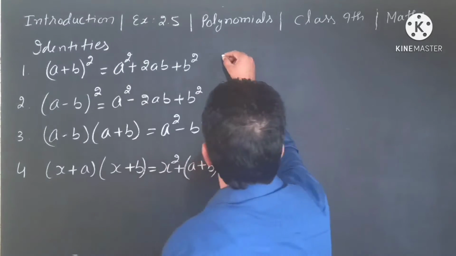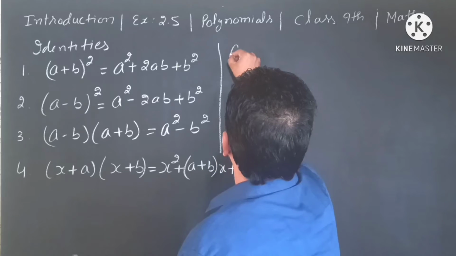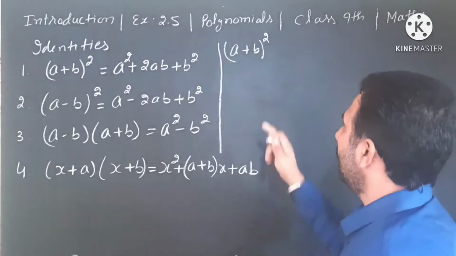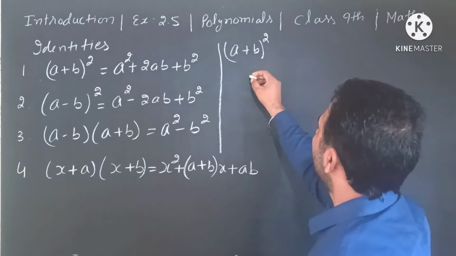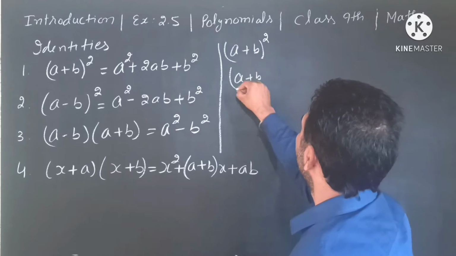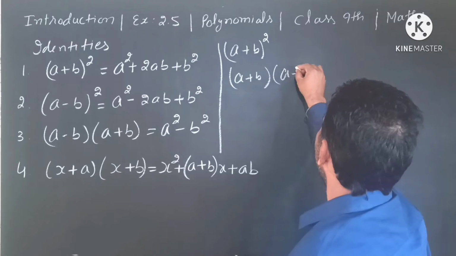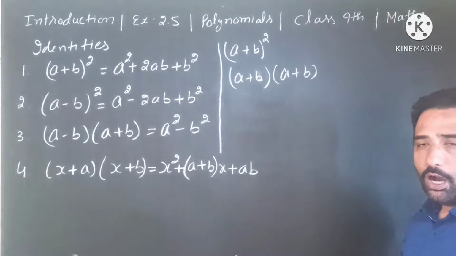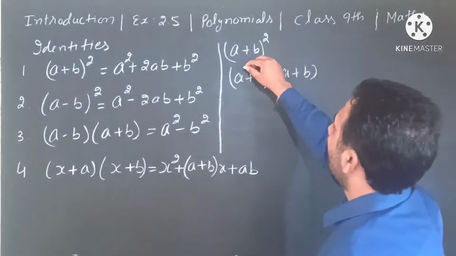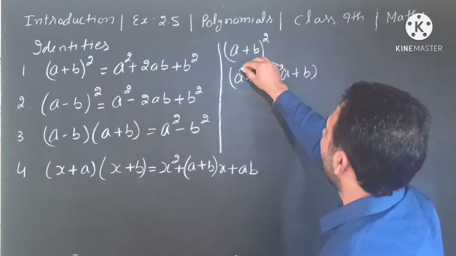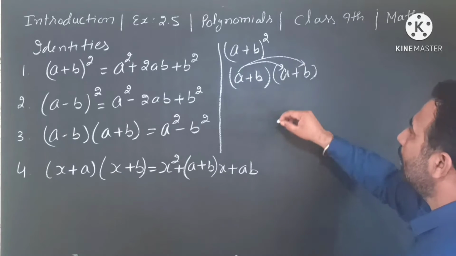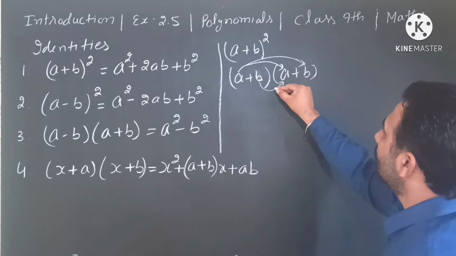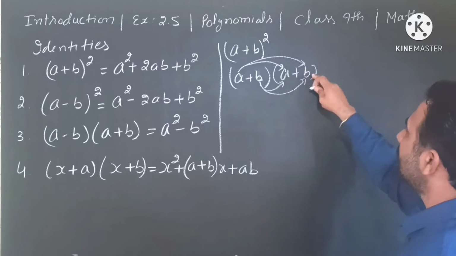The first one is (a + b)². How can we write this? (a + b)² means we will write this term two times: (a + b) multiplied by (a + b). Now we will find the product of these two binomials. First, I will multiply the first term by both terms of the second bracket, check the arrow, and then the second term of the first bracket will multiply both terms of the second bracket.